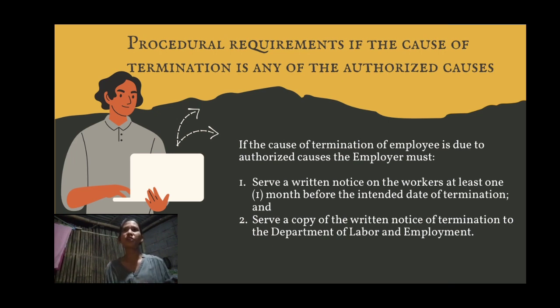Next is to serve a copy of the written notice of termination to the Department of Labor and Employment. So, it means the employer should also send a copy of the termination notice to the Department of Labor and Employment. This is done to ensure that the termination is being carried out in accordance with labor laws and regulations, and that employees' rights are being protected. So, for example, after giving the termination notice to the employee, the employer should also send a copy of this notice to the Department of Labor and Employment, either by email or other methods.